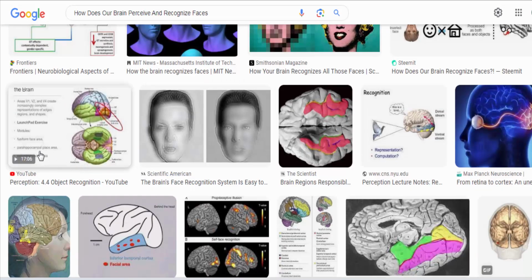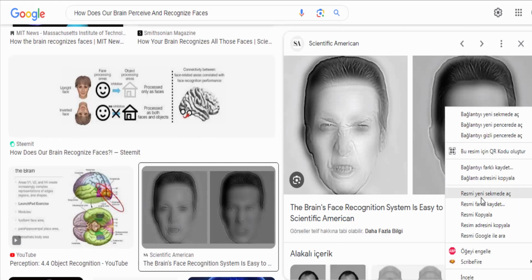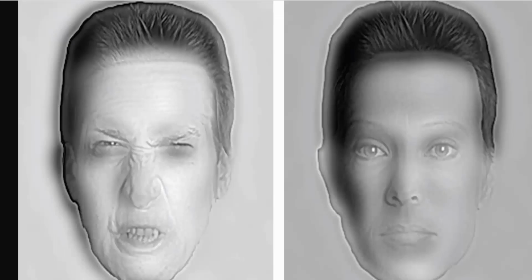Specialized face processing areas. The brain has specialized regions, such as the fusiform face area, FFA, and occipital face area, OFA, that are specifically involved in face perception. These areas are located in the visual cortex and play a crucial role in processing facial information.